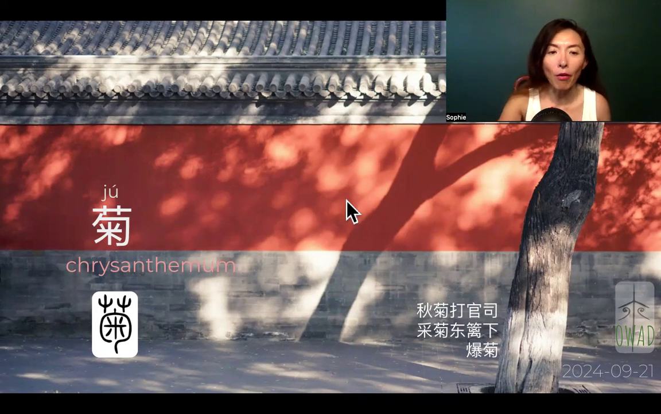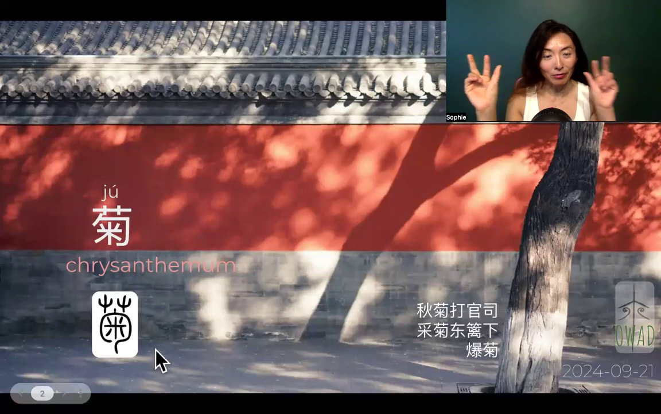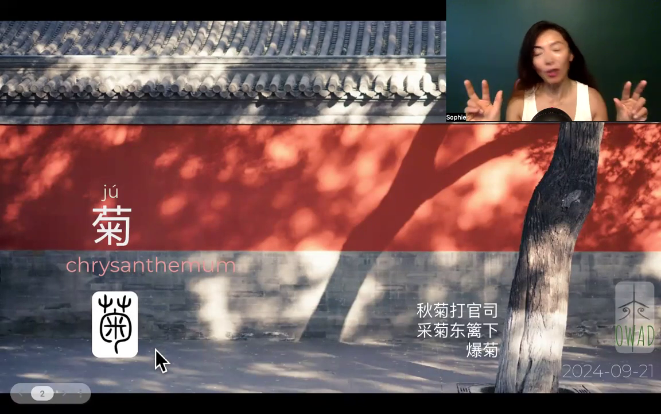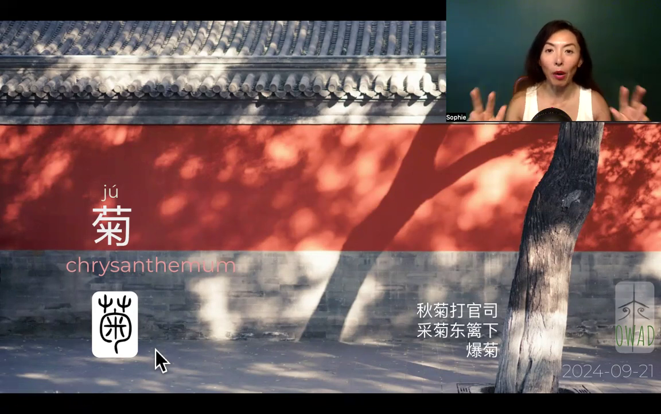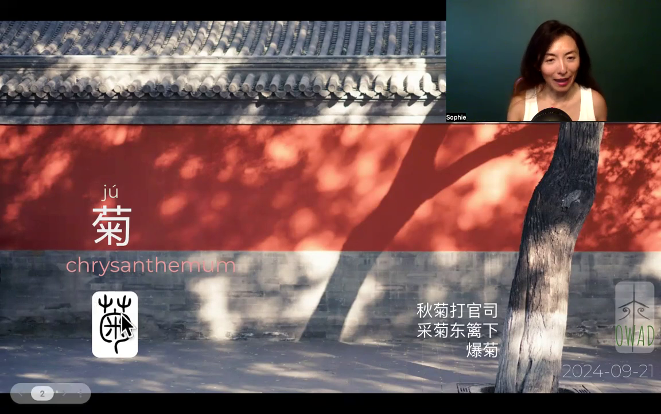Okay, so the component of ju is made of the plant symbol, doubled, which means a cluster of those sun-facing, upward-growing blades that look like grass. And then the middle, okay, it's news for me. I just learned that the middle part of it means rice.